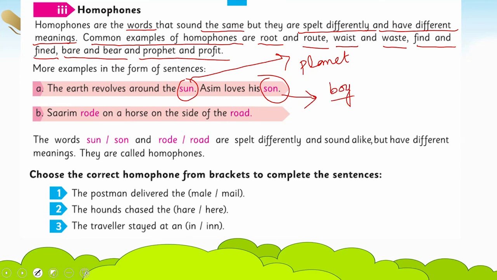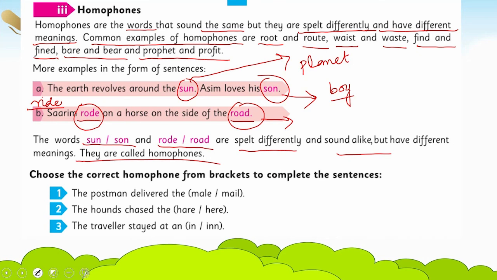In the second sentence, "Sarim rode on a horse on the side of the road." Now here rode is what? The second form of ride. And road is what? Road. So this is what is going to happen in homophones, because both the words are different in spelling and also in meaning but they have the same sound. So the words sun, son, rode, road are spelt differently but sound alike. That is why they are called homophones.